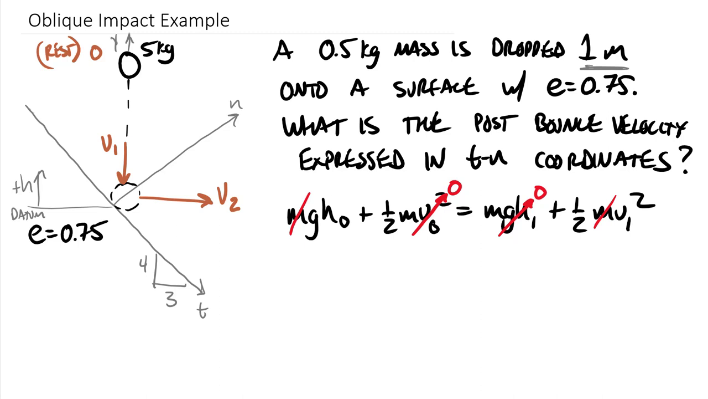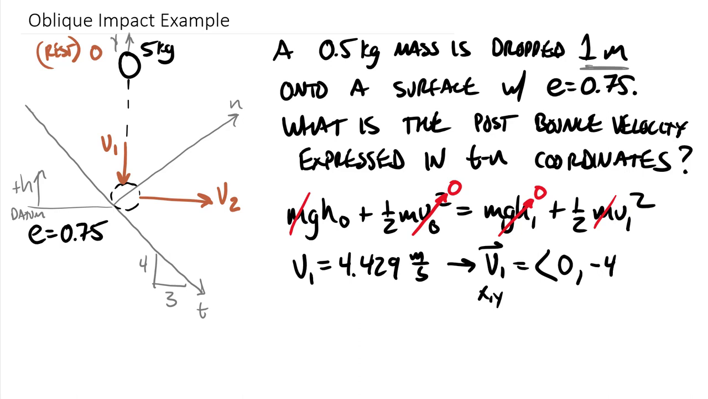And so what we have left is that V. So what we can compute is that we have V1 equal to, ends up being the square root of 2 times gravity times the 1 meter. And so V1 is equal to 4.429. That's in meters per second. We can convert that over into our axis system. We could say that V1 in our XY coordinates as a vector, it's going to have 100% of the velocity in the negative y direction, right? 0, negative 4.429. It's in meters per second.